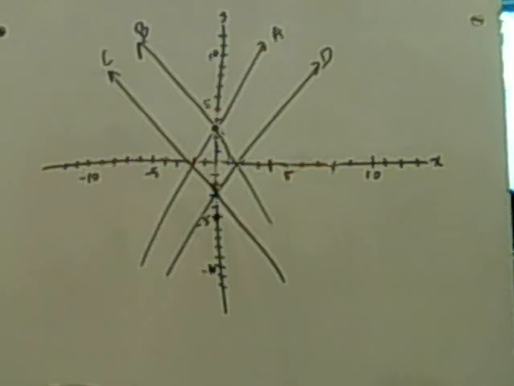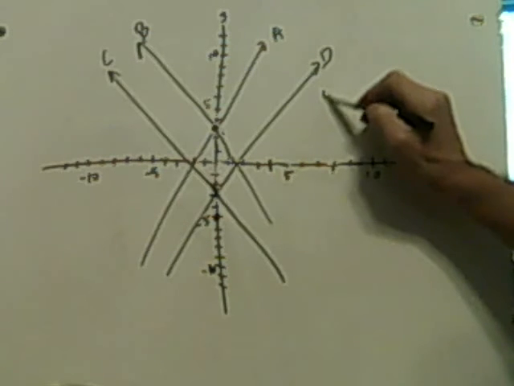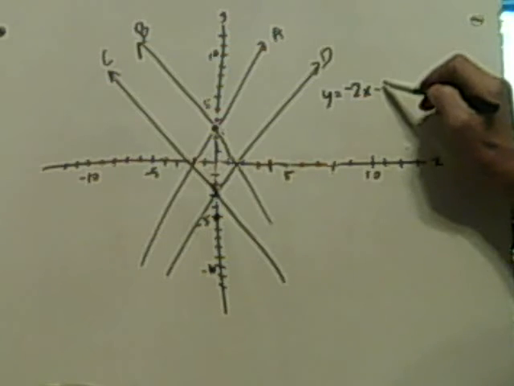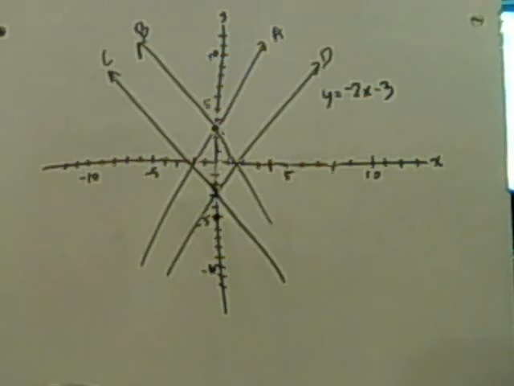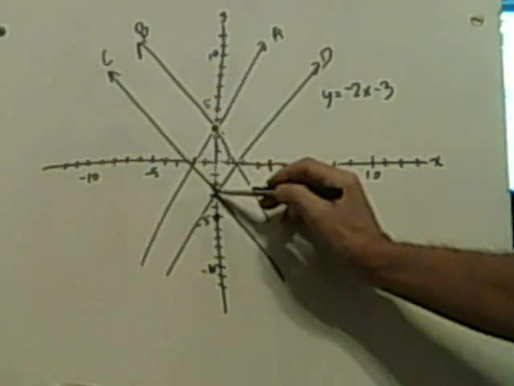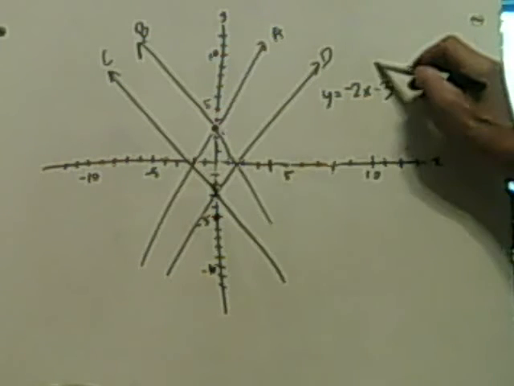And then number 46, it says y is equal to -2x minus 3. Okay, this has a y-intercept of -3, but the slope is -2. So it's going to intercept down here, and it's going to go like here. So this one is going to be C.